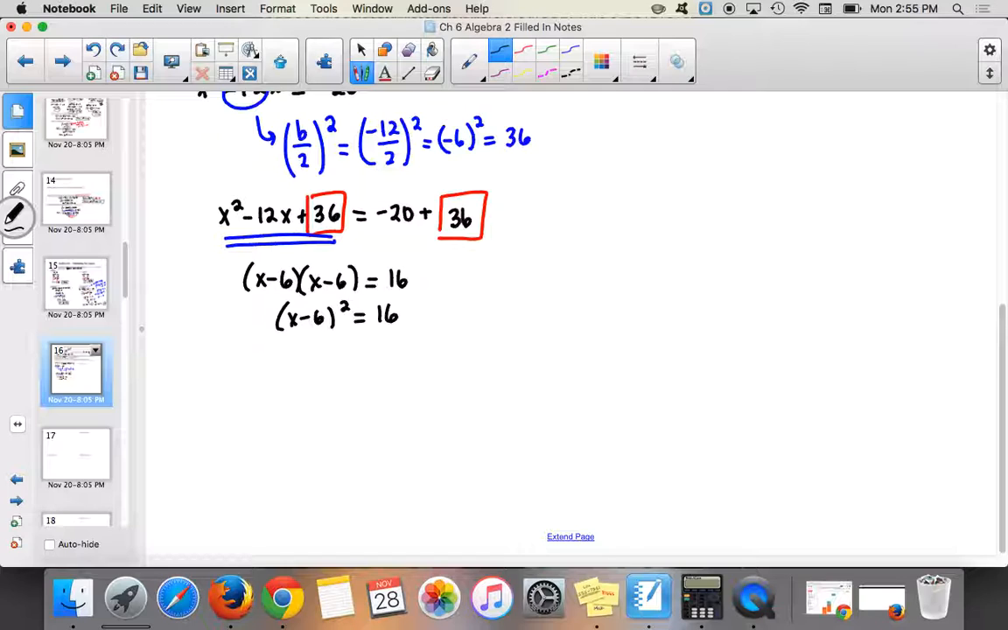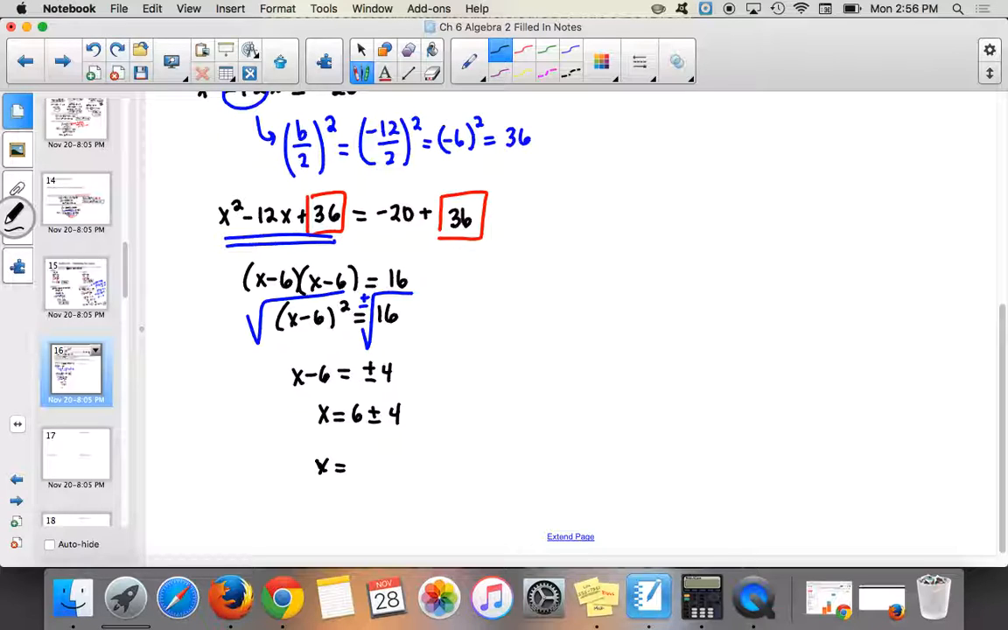This is the form that I wanted, because now in order to solve it, I can do that square roots method that I was talking about. I can take the square root of both sides, and then I can add that 6 over. Do you see it? All right, so we take the square root, write plus or minus. So I get x minus 6 equals plus or minus, the square root of 16 is 4. We add the 6 over, so we get 6 plus or minus 4.